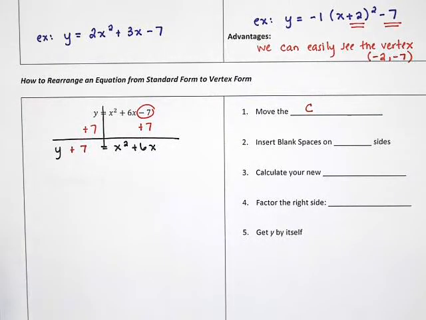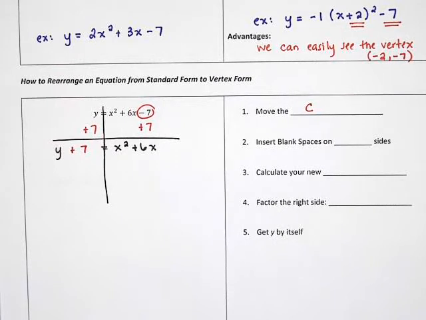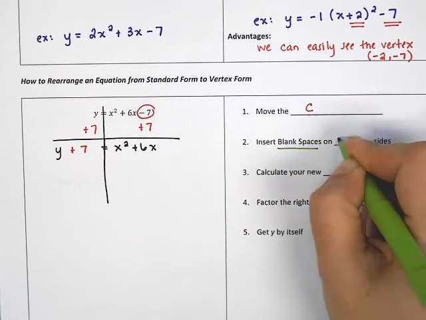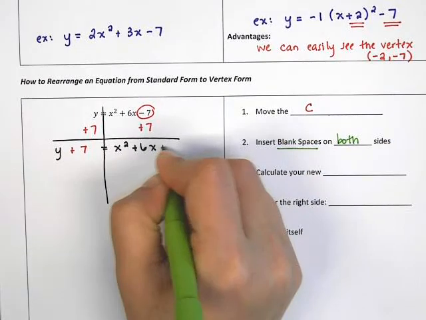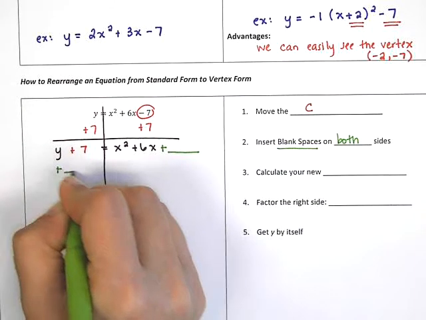Now what we're going to do is insert blank spaces. This sounds a little weird, but just go with me here. We're going to insert blank spaces on both sides. So I'm going to put a plus and then a blank space here, and then a plus and a blank space here.